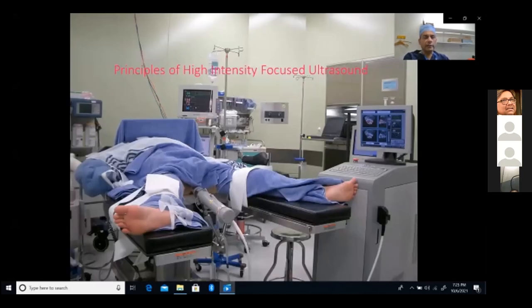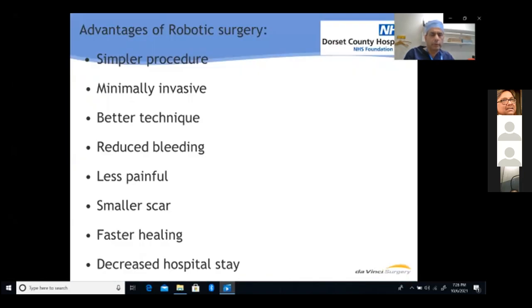This slide is for high intensity focused ultrasound. You can see there's a probe in the rectum, and high intensity ultrasound is being emitted. This causes a heat effect and subsequent apoptosis due to heat energy. I'm not offering that. We used to offer it here at our institute, but not anymore because most of the patients are now offered robotic surgery.